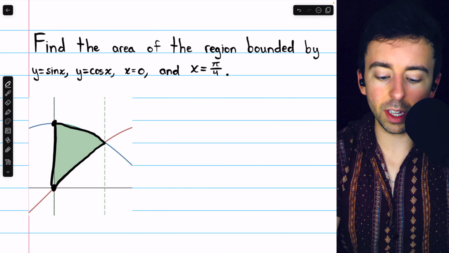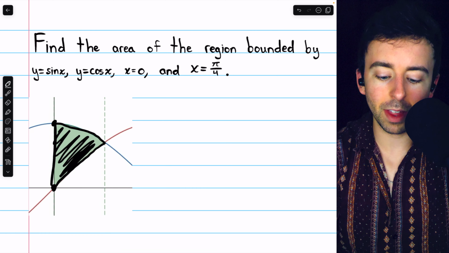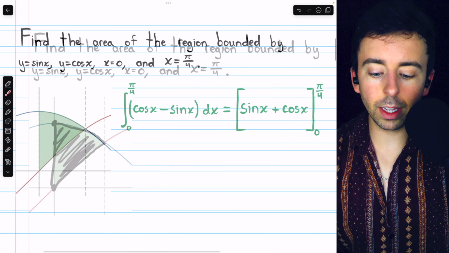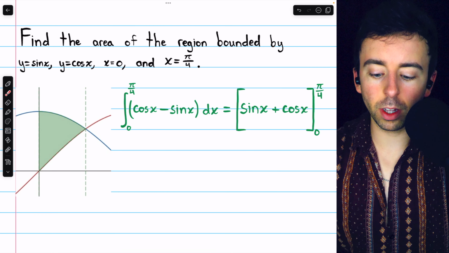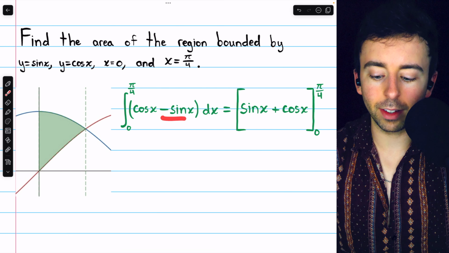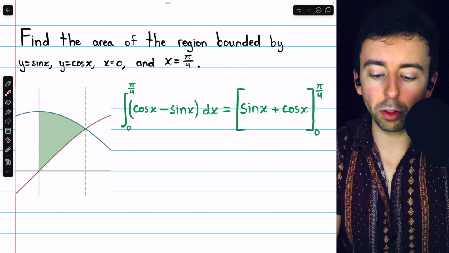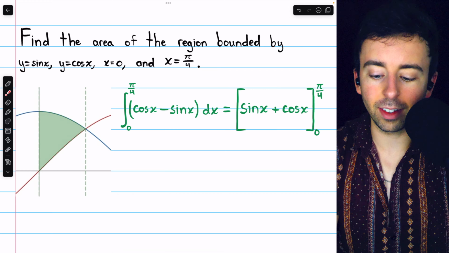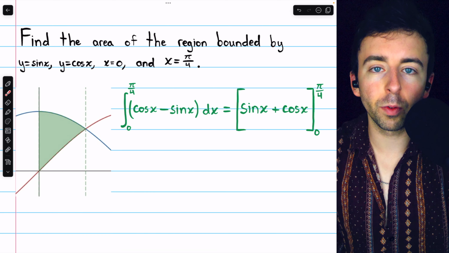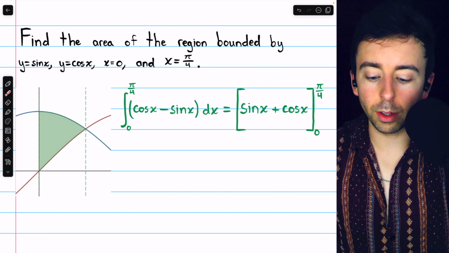So let's go ahead and do the integral in order to find the area of that interesting little region. Again, all we have to do is take the integral of the upper function cosine x minus the lower function sine x from 0 to pi over 4. Those are the bounds the question gave us, x equals 0 and x equals pi over 4. Integrating these is pretty straightforward.